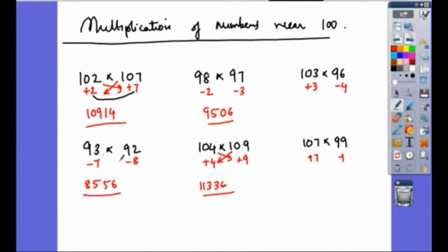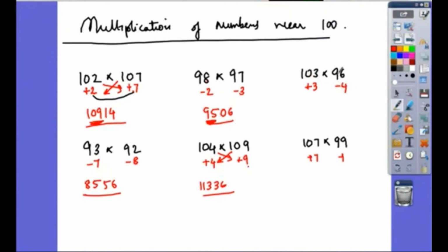So what are we doing? We're taking the diagonal values so that you get the values in hundreds. See, 102 plus 7 is 109 hundreds and you added 14. 98 minus 3 is 95 hundreds and you took minus 2 into minus 3 is plus 6, so you added 6 to 9500. Then here 104 plus 9 is 113, you added 4 9s are 36. 93 minus 8 or 92 minus 7 is 85, minus 7 into minus 8 is 56, you added it.